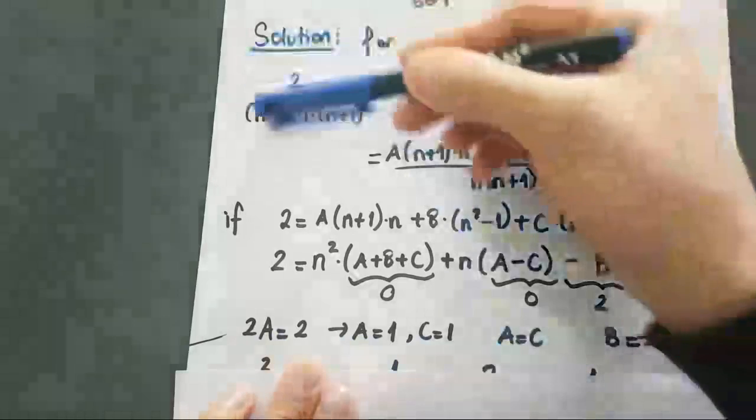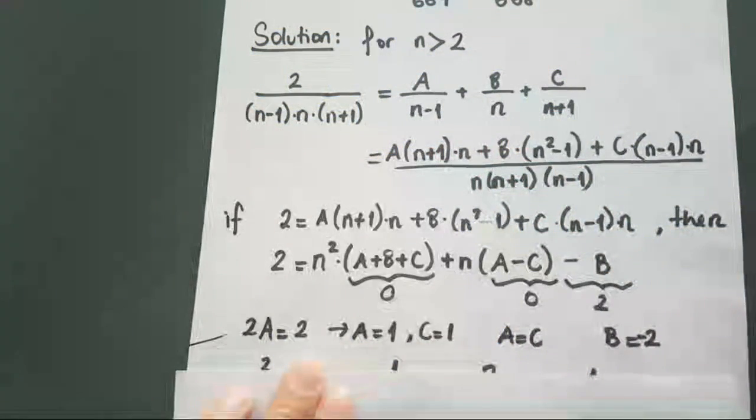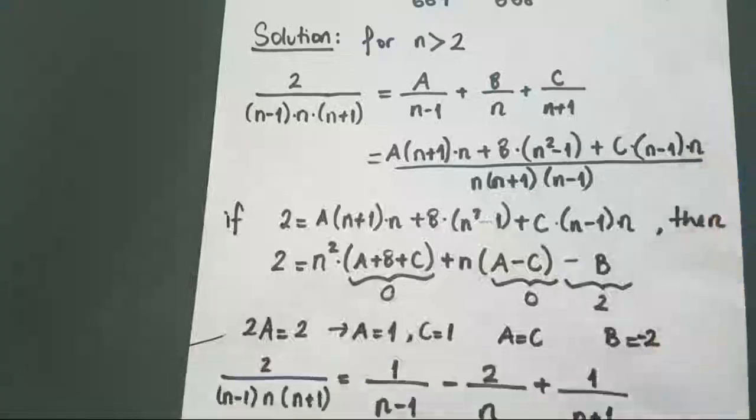So the expression 2 over (n minus 1) times n times (n plus 1) can be written in the form of 1 over n minus 1, minus 2 over n, and plus 1 over n plus 1. The numerator is 1, the numerator is 1. Let me write this expression in the second form. 1 over n minus 1, I didn't change it. Let me write here 1 over n and 1 over n plus 1 minus 3 over n.